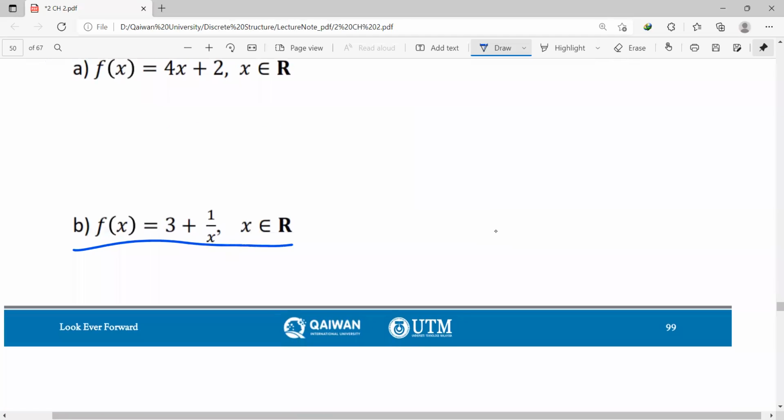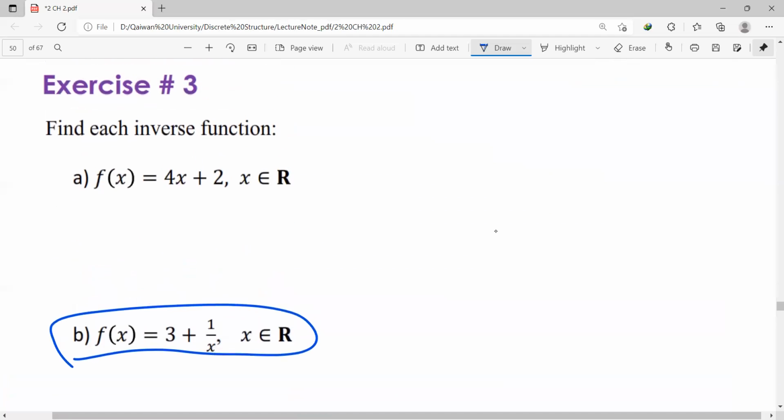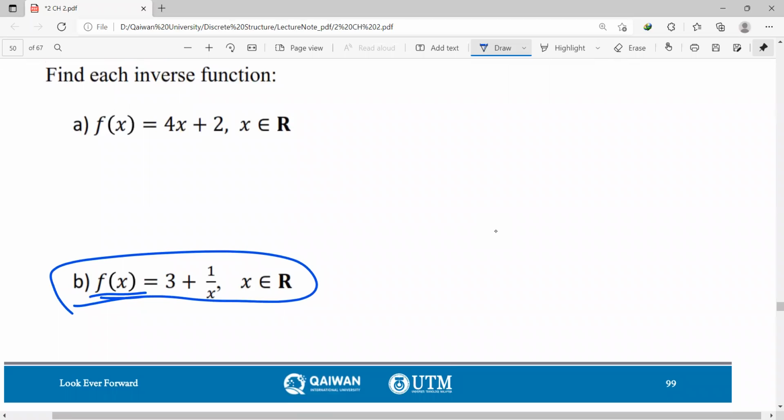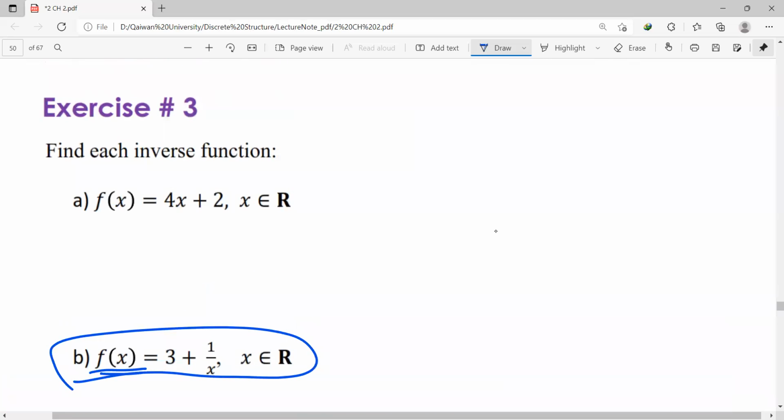Let's solve this one. Let's find the inverse of this function. What do you do first? We just replace f of x by y. That means you say y equals, for part B, y equals 3 plus 1 over x. We just replace f of x by y in the first step.